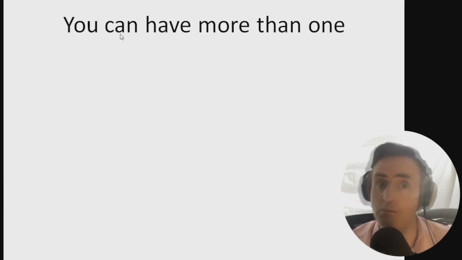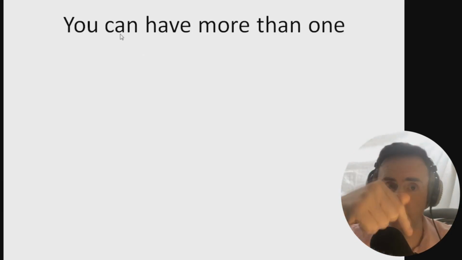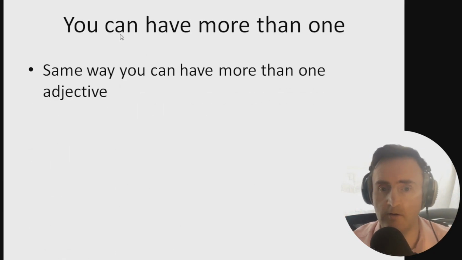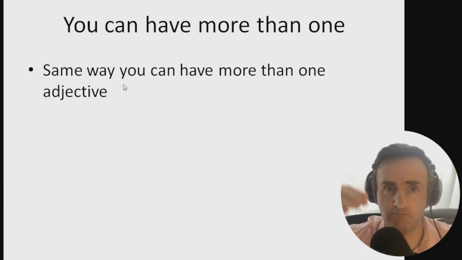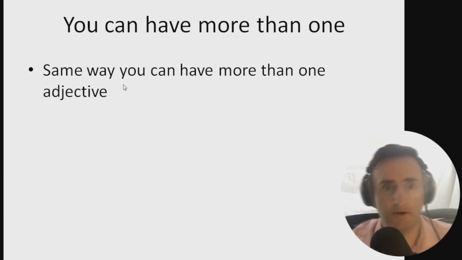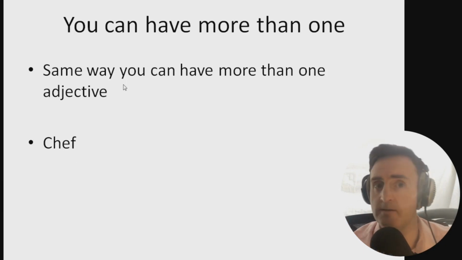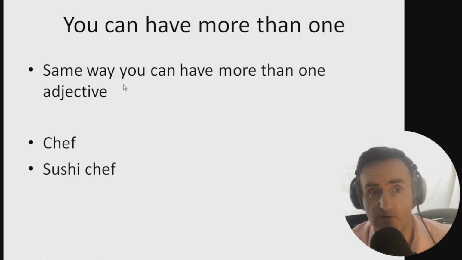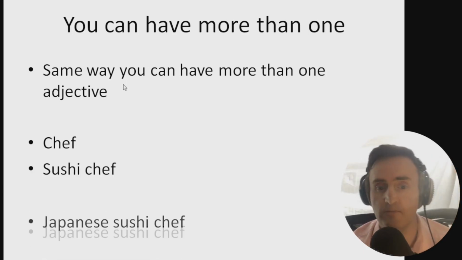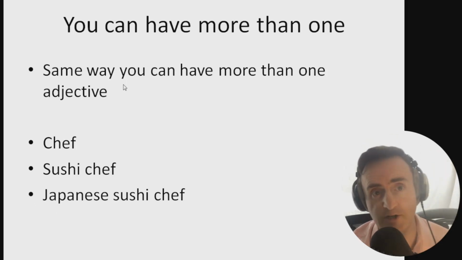And you can have more than one noun being used as an adjective. So if you know about adjectives, you can have as many as you want, or a big list of them all together, describing the one noun at the end. And you can do that with nouns as adjectives. So if I say I'm a chef, let's add a noun to make it more descriptive. Sushi chef. So now you've got a noun with a noun. I'm a Japanese sushi chef. Just a bit of a tongue twister.